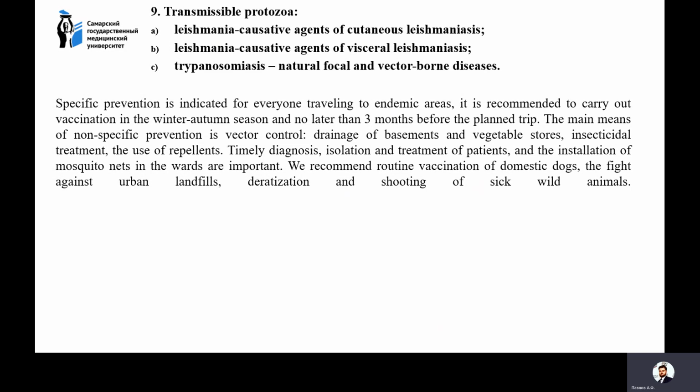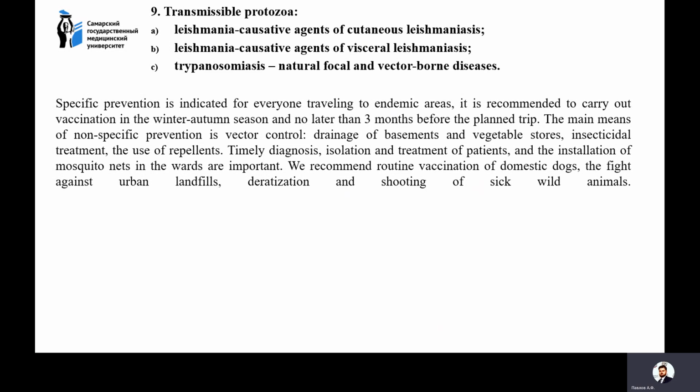The main means of non-specific prevention and vector control are drainage of basements and vegetable stores, insecticidal treatment, the use of repellents, timely diagnosis, isolation and treatment of patients, and the installation of mosquito nets in the wards.